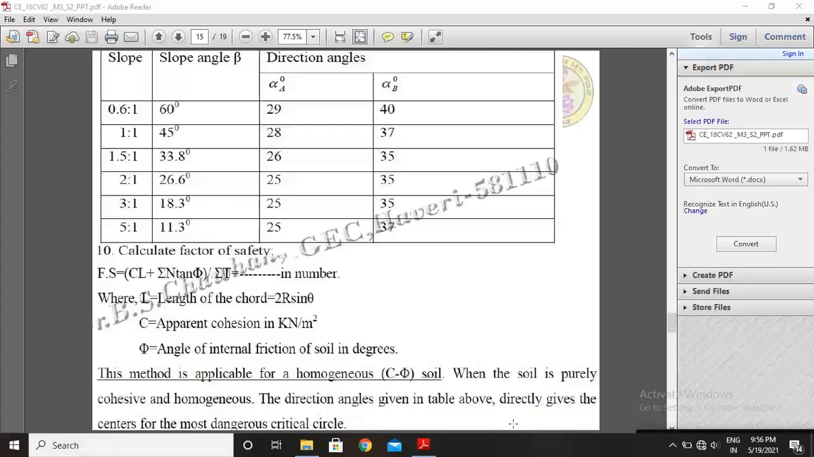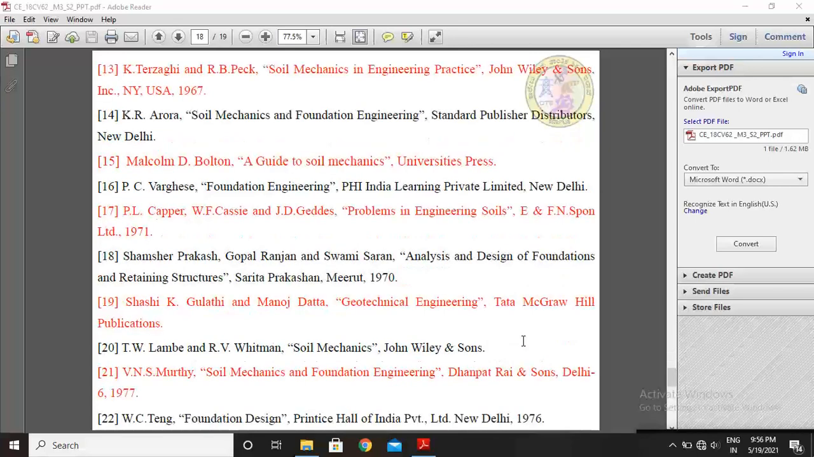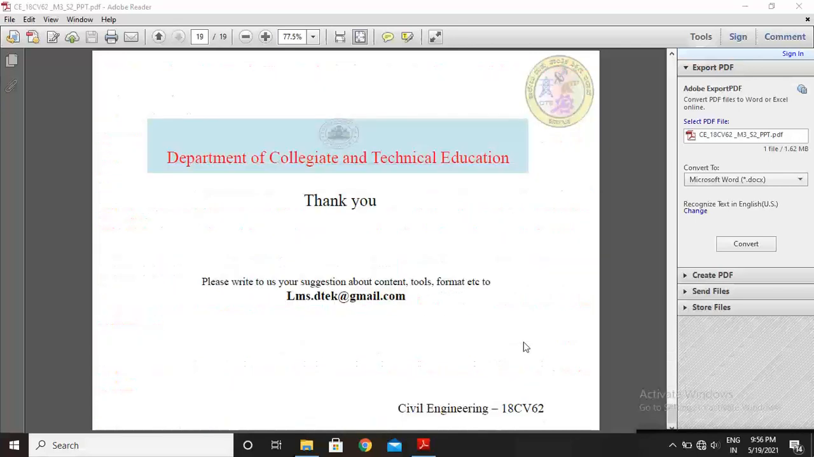This method is applicable for a homogeneous c-phi soil, when the soil is purely cohesive and homogeneous. The direction angles given in the table above directly give the centers for the most dangerous critical circles. So this is the explanation for the Fellenius method, how to locate the critical slip circles.